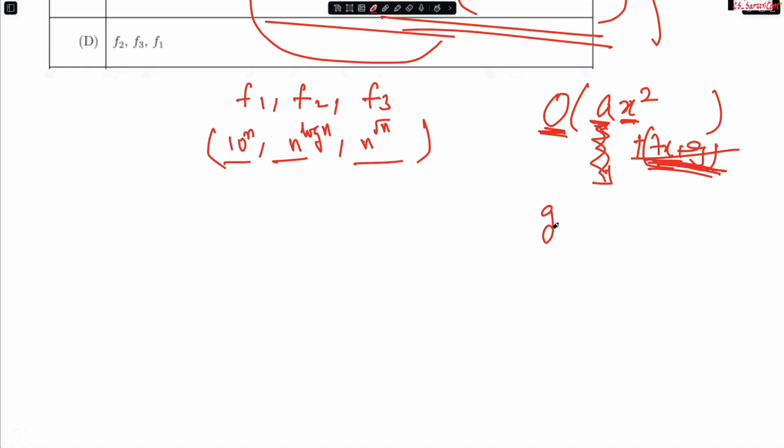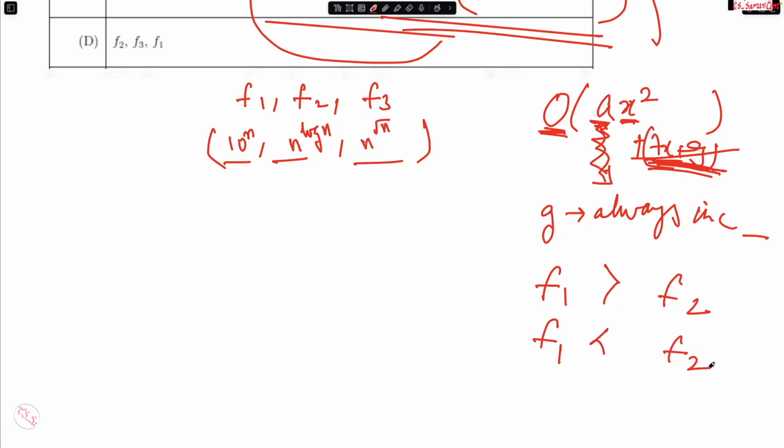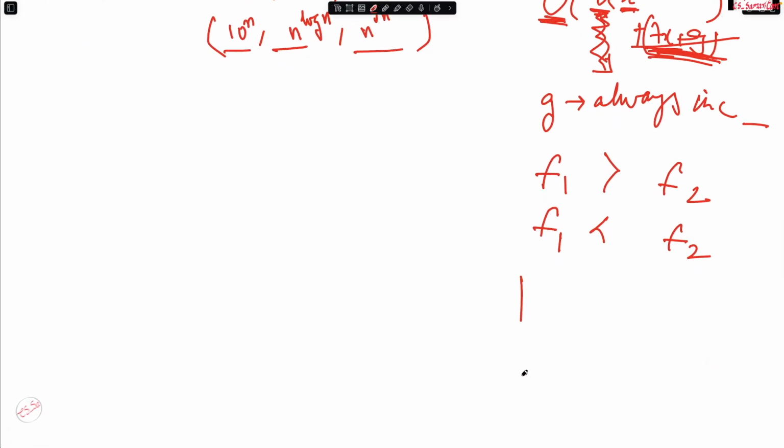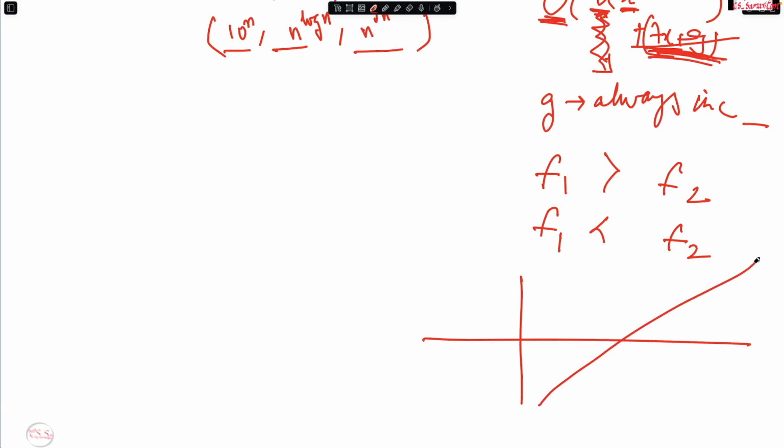Suppose that there is a function g that is always increasing. Suppose that f1 is greater than f2, or suppose that f1 is less than f2. Either way, if g is an always increasing function, we can apply g on both sides, and the inequality is still going to hold. That is a property of mathematics.